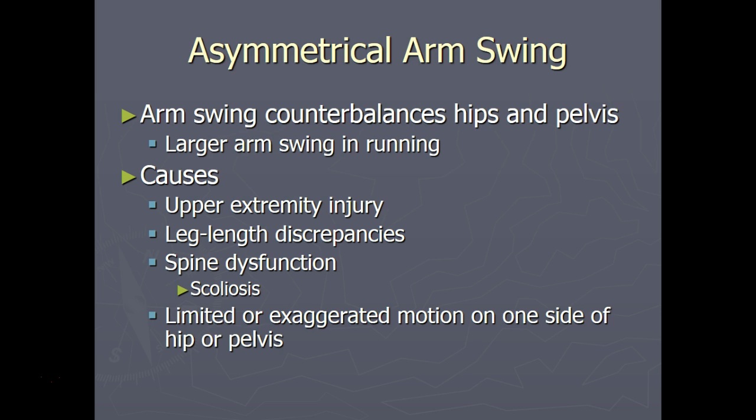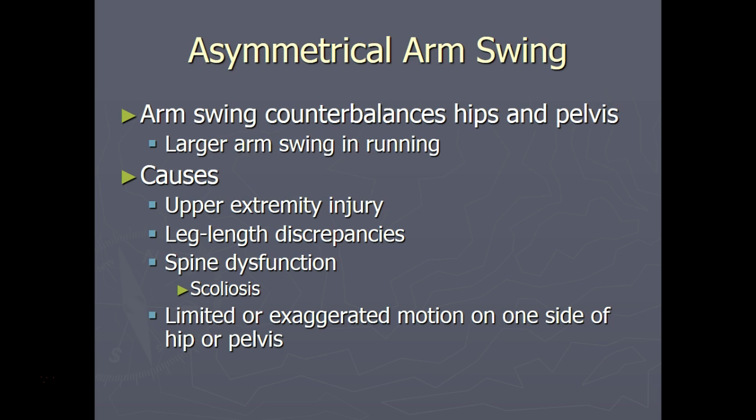Okay, some things in the upper extremity that might also have an impact on gait, and the one thing that we want to look for is what we call an asymmetrical arm swing. Arm swing counterbalances hips and pelvises. And so we tend to have larger arm swings as we're running, right? And that would make sense. And then I guess shorter arm swings as we're walking, not as much energy required, so we don't need the arms as much.